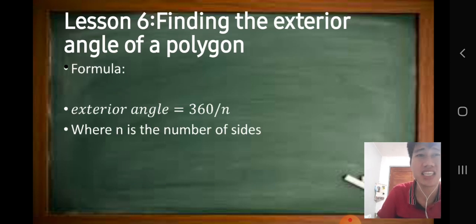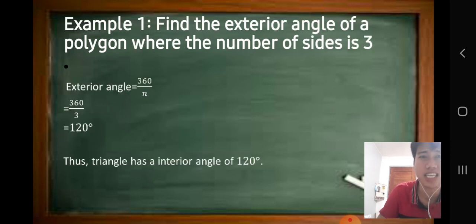And the next is finding the exterior angle of a polygon. When we say exterior, it means outside. To find the exterior angle of the polygon, we will just use the formula, which is 360 over n, where n is the number of sides. So again, 360 over n. For example, find the exterior angle of a triangle. 360 divided by 3, so the answer is 120 degrees.